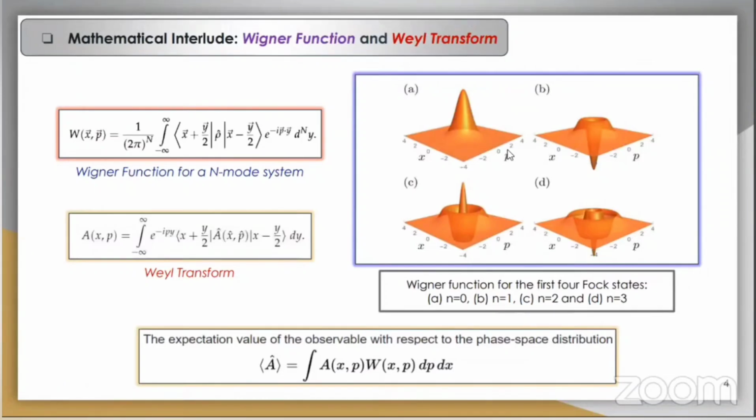And here the first few Wigner functions for the Fock states n equal to 0, 2, 3 are plotted. And in the Wigner picture, we can get the exact expectation value of some operator or observable using this kind of equation that somehow looks similar to what we do in classical physics.